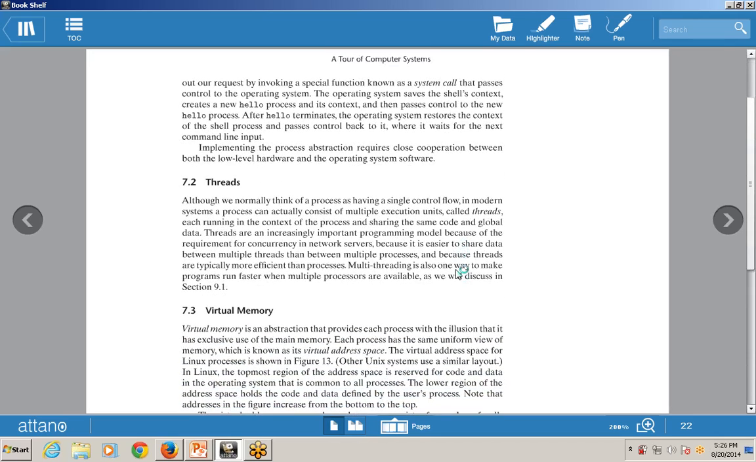Then we also talked about what is a thread in the computer. A thread means a process that actually consists of multiple execution units. That means a single process is executed at multiple times, that is known as threads.